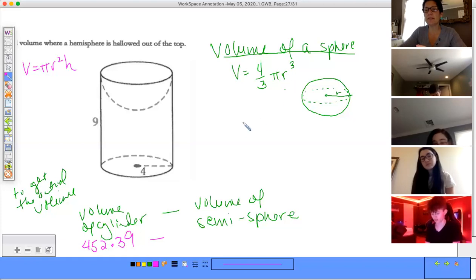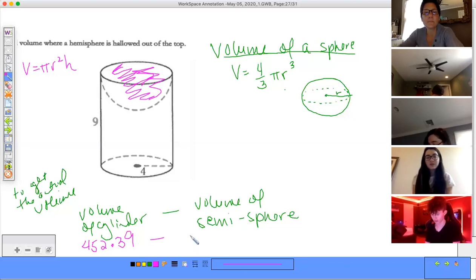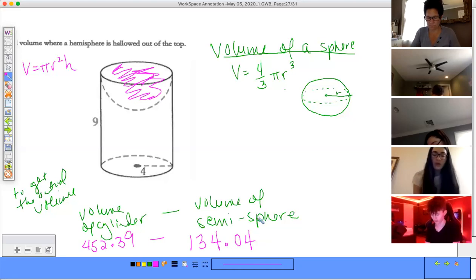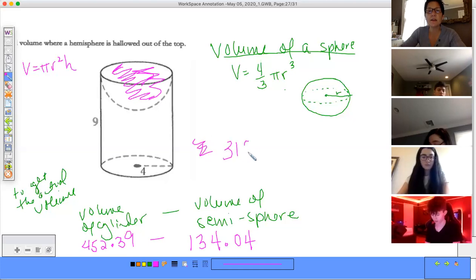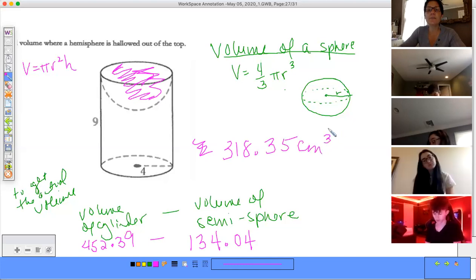Would you agree that's the volume of the entire sphere? All right, and we only want how much of the sphere? Half. We only want half of it. Just divide your answer by 2, and what do you get? 134.04. Beautiful. Minus 452.39. And we should get our total volume to be 318.35 cubic centimeters. Okay, gang?